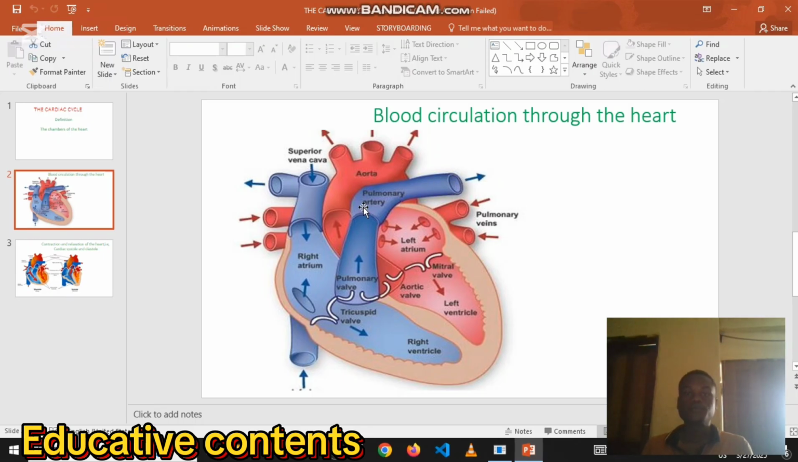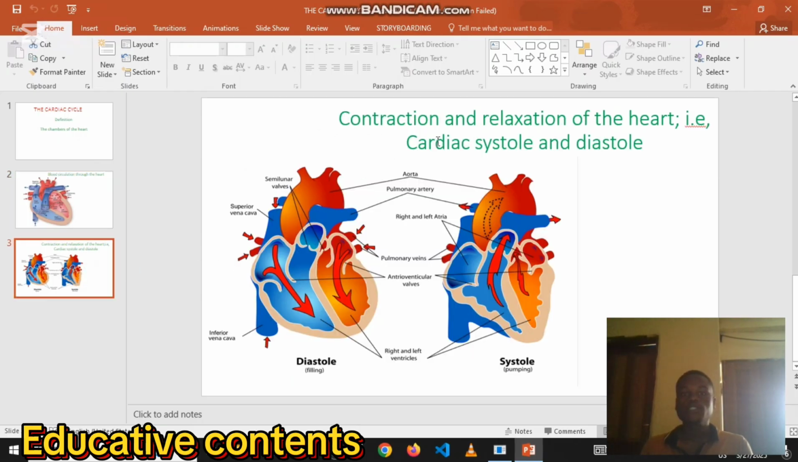Now, normally in the cardiac cycle, one heartbeat takes 0.8 seconds, and what actually happens for one heartbeat to take place is what we'll be seeing. We'll be seeing the contraction and relaxation of the heart. Contraction means systole, and relaxation means diastole. So contraction and relaxation of the heart is also what we call cardiac systole and diastole. Now, how does the heart contract? How does it relax? The heart needs to contract and relax for a single heartbeat to take place.